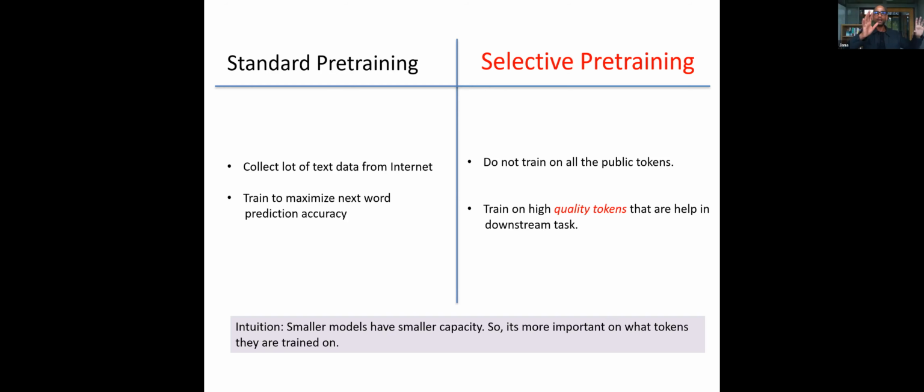Okay, so the standard pre-training is to collect the data and train it to maximize the next word prediction, or minimize the cross entropy loss. But here we are saying don't do that. Be careful in what pre-training data you use and pre-train only on that. So now you're making use of the data not only to improve the performance during fine-tuning, but also to really compress the model and improve the efficiency, right?